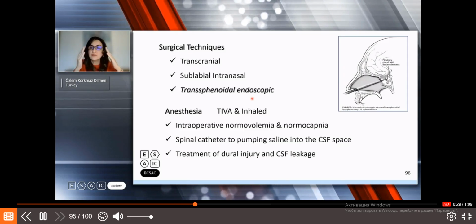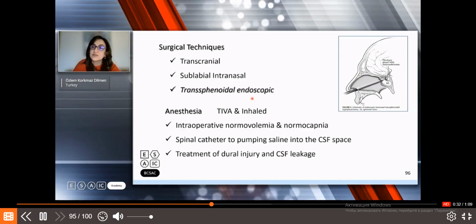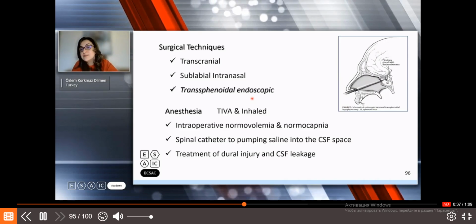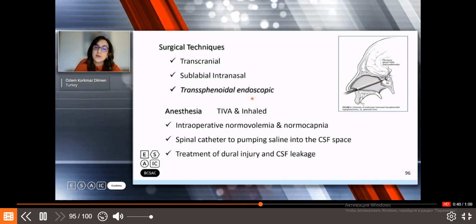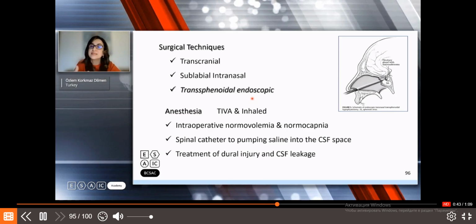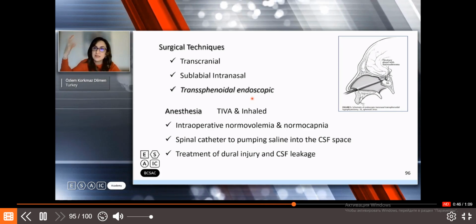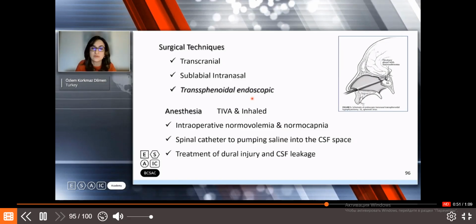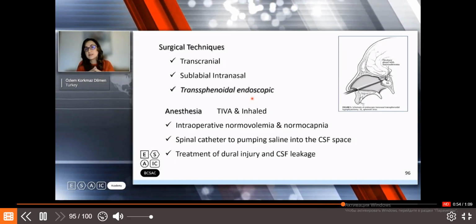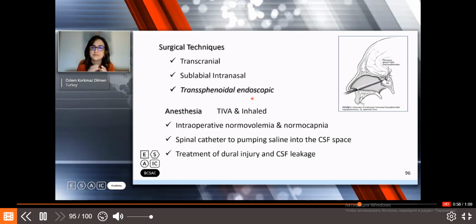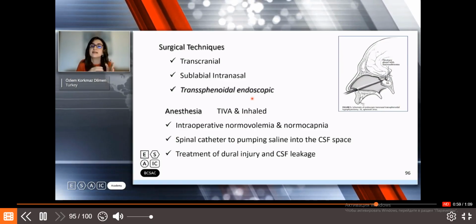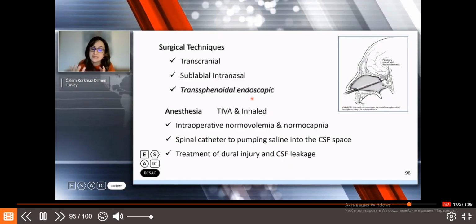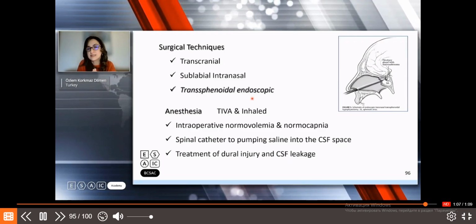rising intracranial pressure may facilitate the surgical removal of the tumor. That's why we need to apply normovolemia, normocapnia, even sometimes hypercapnia. And spinal catheters are used for pumping saline into the CSF to increase the intracranial pressure to facilitate the surgical access to the pituitary gland. In some circumstances, surgeons can damage the dura mater, and to treat the dural injury, we use spinal catheters to treat CSF leakage.